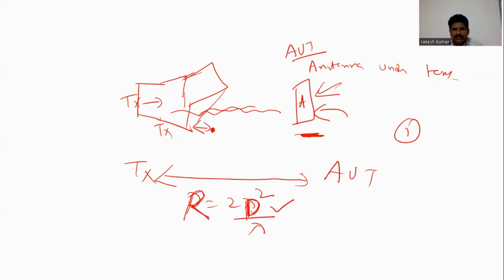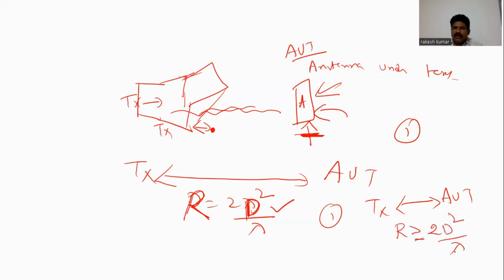What is this D? D is the largest dimension of the antenna you are supposed to test. So the first condition for testing any antenna is that the transmitting antenna and the antenna under test should be separated by a distance R greater than or equal to 2D square by lambda, where D is the largest dimension of the antenna under test.